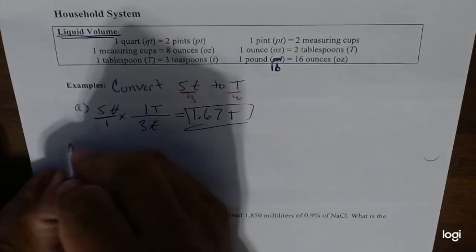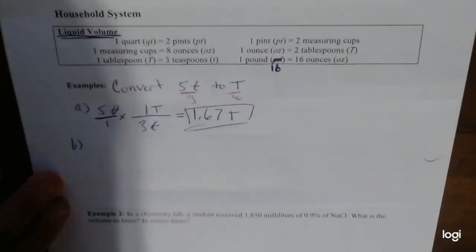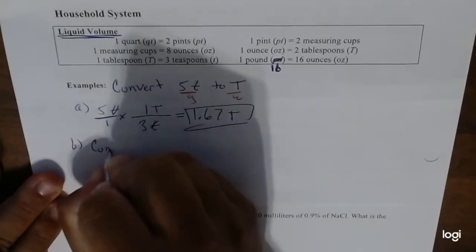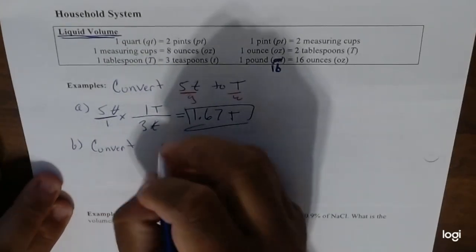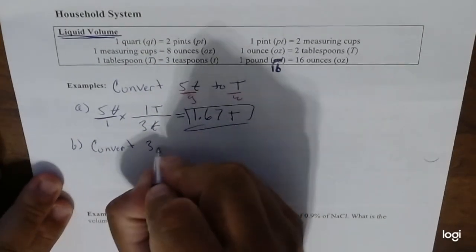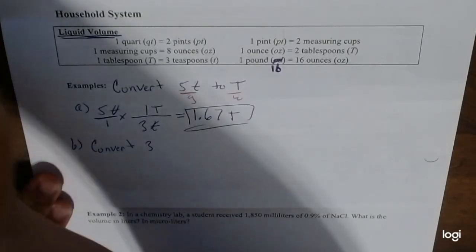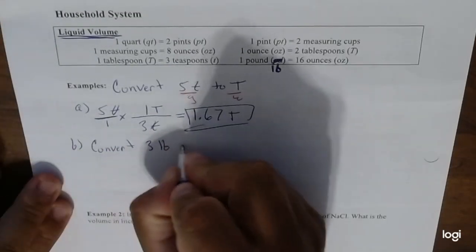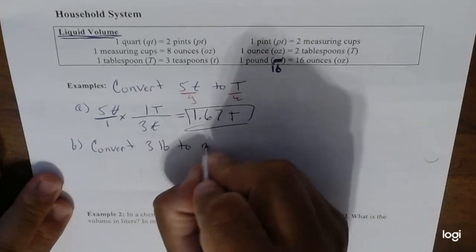All right, let's try another one. Let's try B. Let's say we want to convert 3 pounds to measuring cups.